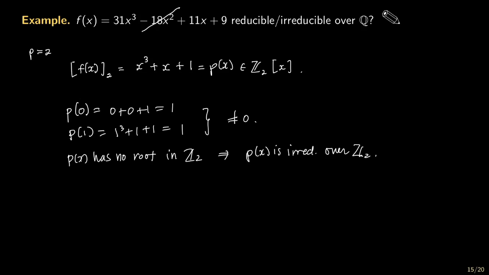Nung ni-reduce ko ba, lumiit yung degree? That's one thing you need to check. Hindi naman, degree 3 pa rin. Kumbaga, kailangan yung leading term ay hindi nagsi-zero. That's one of the assumptions. So p of x is irreducible over Z sub 2. By the mod 2 test, no? Mod p test, therefore f of x is irreducible over Q. That's it.